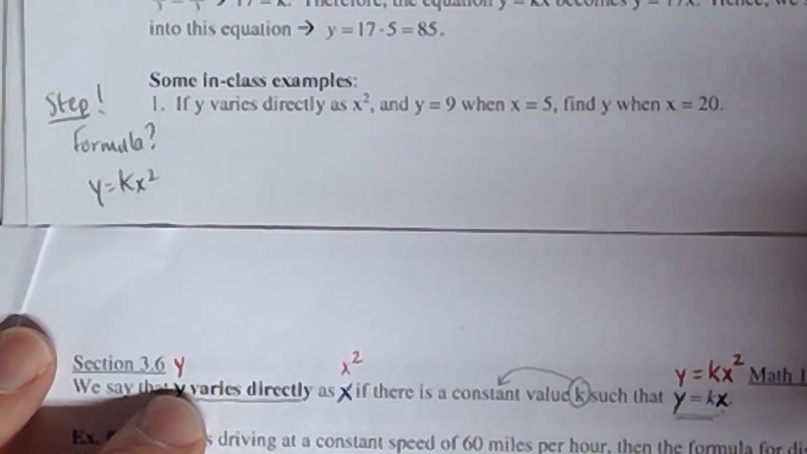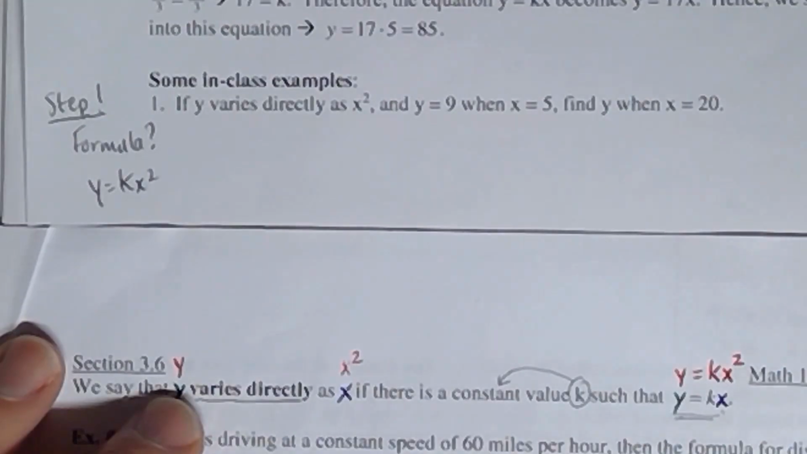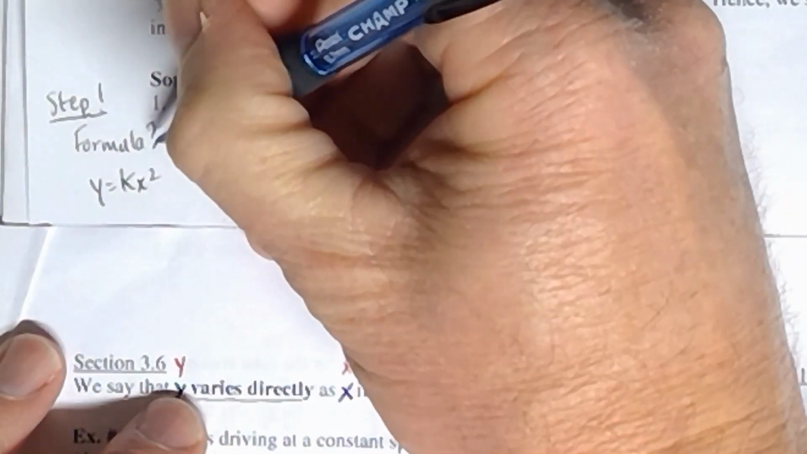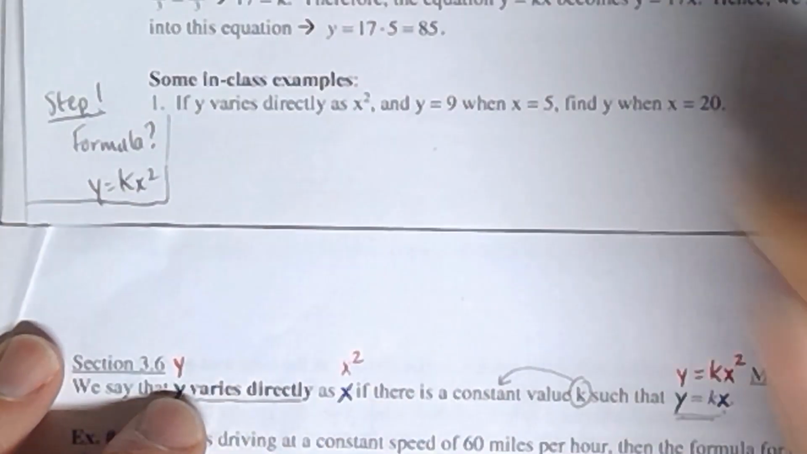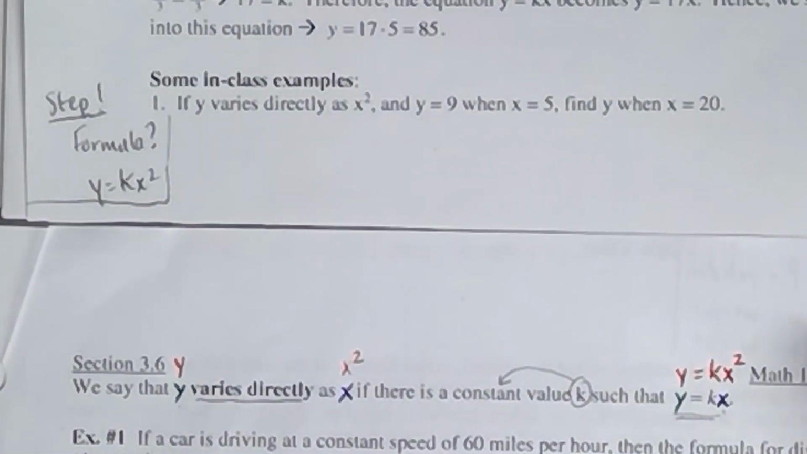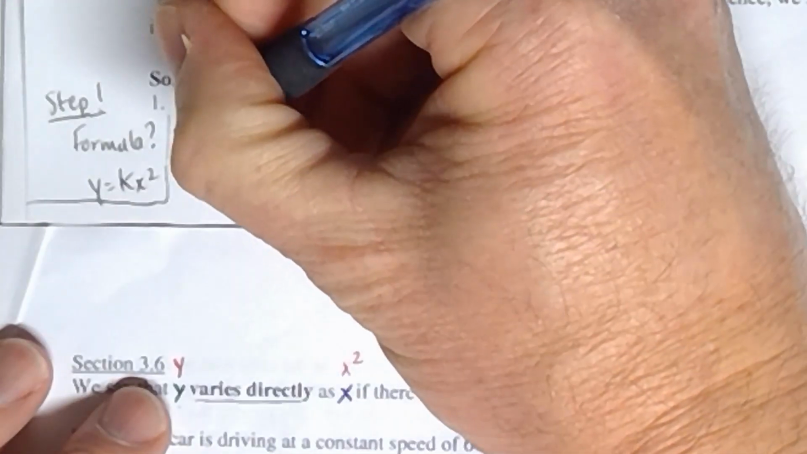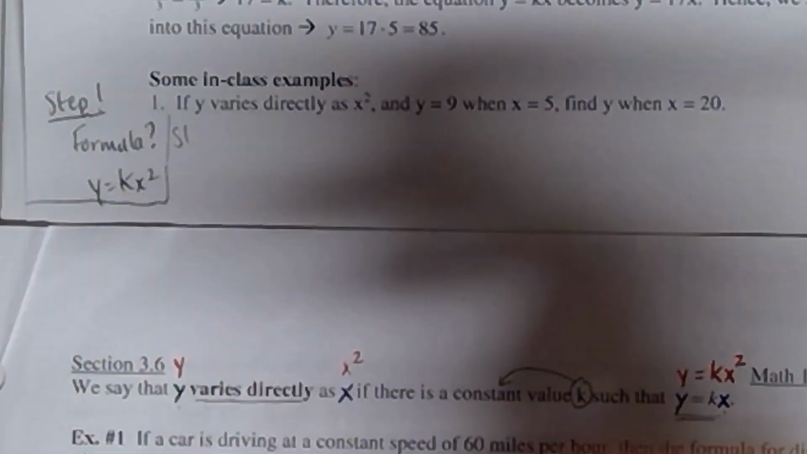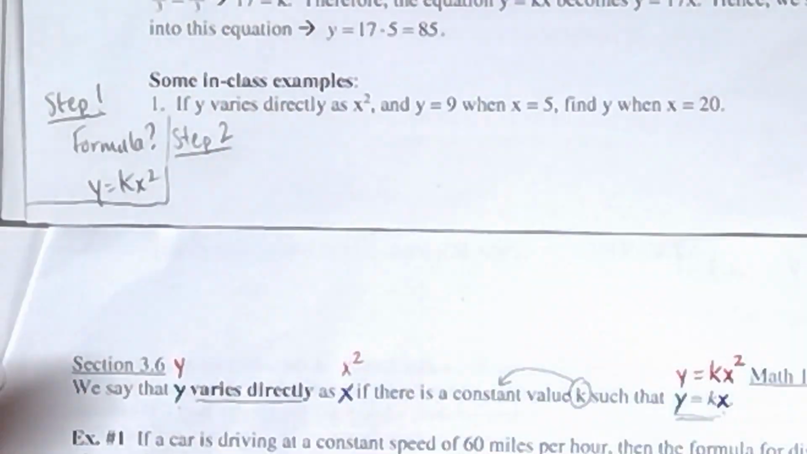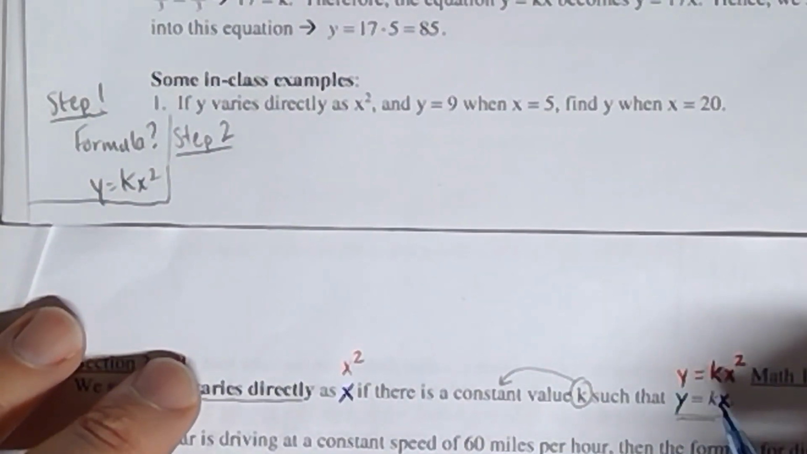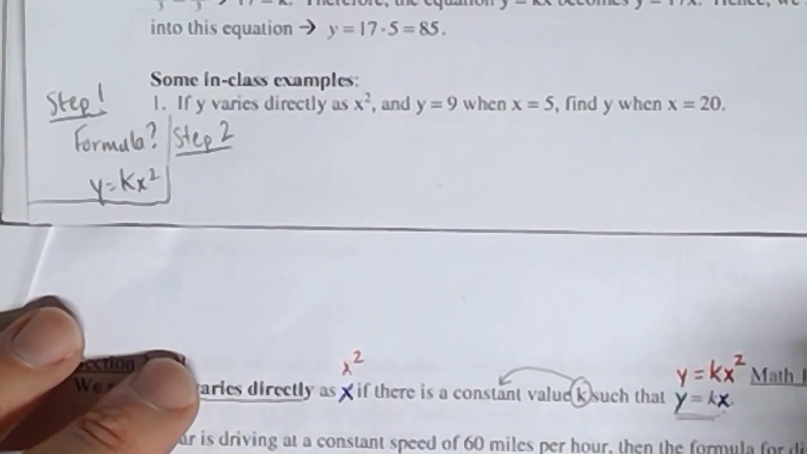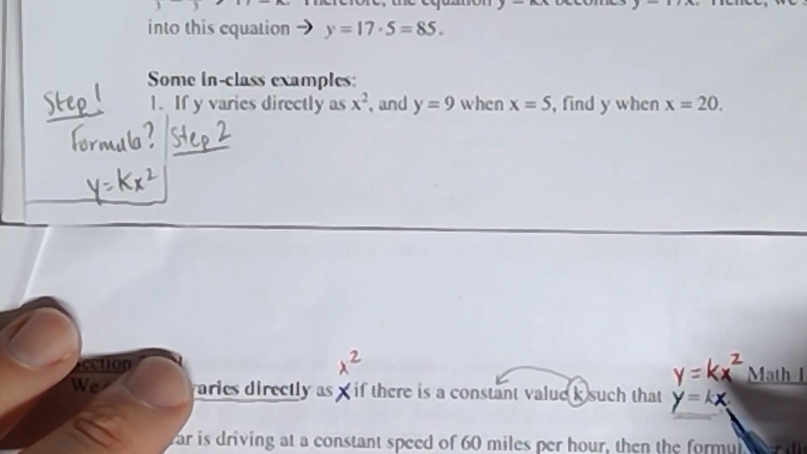That is your first step on any of these problems where they talk about variation: varies directly, varies inversely, directly proportional, inversely proportional, any of that stuff. That's always your first step, establishing what your formula is. The second step is always going to be figuring out what that k is. I'll tell you why that's important after we do it. Remember they said it's a constant number. We just don't know what it is yet, and that's why we called it k.